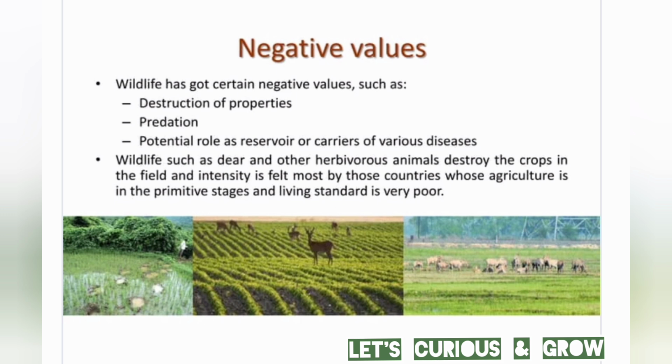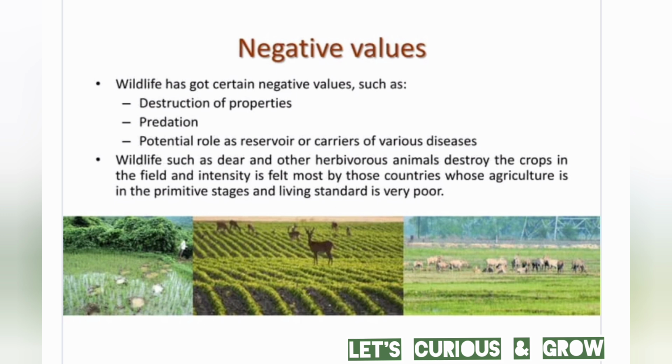Next, we are talking about the negative values of wildlife. So wildlife has certain negative values. In previous slides we saw the positive aspects and positive values. Here we see the negative values. Negative values include the destruction of property, predation, and the potential role as reservoirs or carriers of various diseases. Wildlife such as deer and other herbivorous animals destroy the crops in various fields, and the intensity is felt most in those countries whose agriculture is in the primitive stages and living standard is very poor.